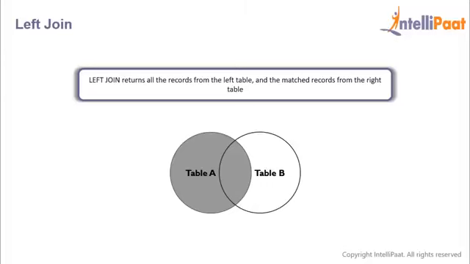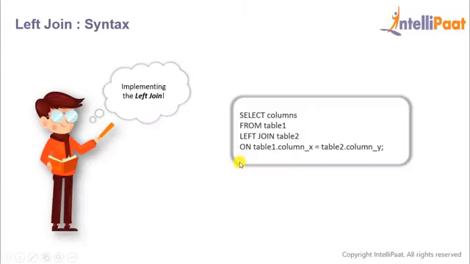So the left join basically returns all the records from the left table and the matched records from the right table. So if we take table A and table B, then applying left join on these two tables would give us all the records from table A and only the matched records from the table B. So let's have a look at the syntax. We'll start with the select keyword and then give the list of the columns, following which we'll give the from keyword and give the name of the first table. Then we'll use the keywords left join and then give the name of the second table. After which we'll use the keyword on. So this on keyword tells SQL that this left join needs to be done on some condition.